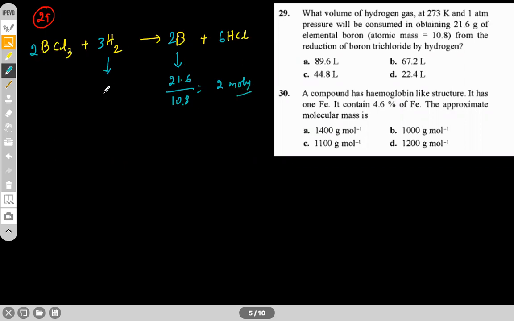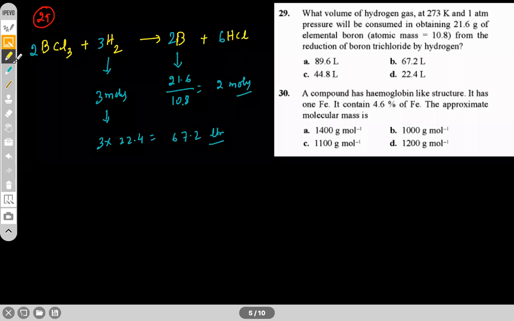So 2 moles requires 3 moles of H2 from the stoichiometric coefficients. And 3 moles of H2 is equal to 3 into 22.4, that is 67.2 liter. That is the answer, option D. Okay. You can also solve this question with the help of this.